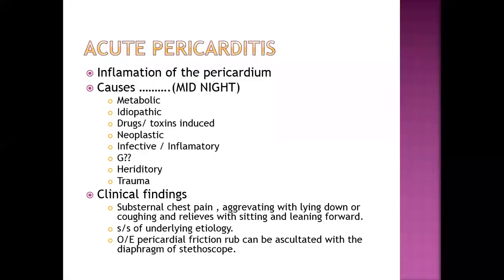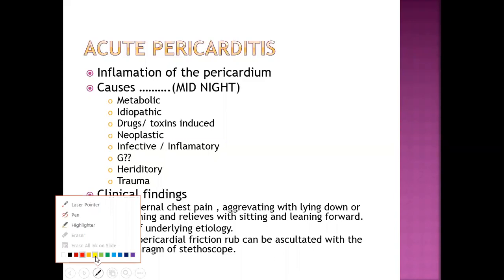So the first clinical condition relating to the pericardium is acute pericarditis, and it means acute inflammation of the pericardium. Its causes can be memorized by the mnemonic MIDNIGHT, in which the M stands for metabolic causes. An example of the metabolic causes of acute pericarditis is uremia. If a patient is suffering from chronic renal failure and has an elevated blood urea, then due to the toxic effects of the urea in the body, the pericardium will be inflamed and the patient will present with signs and symptoms of acute pericarditis.